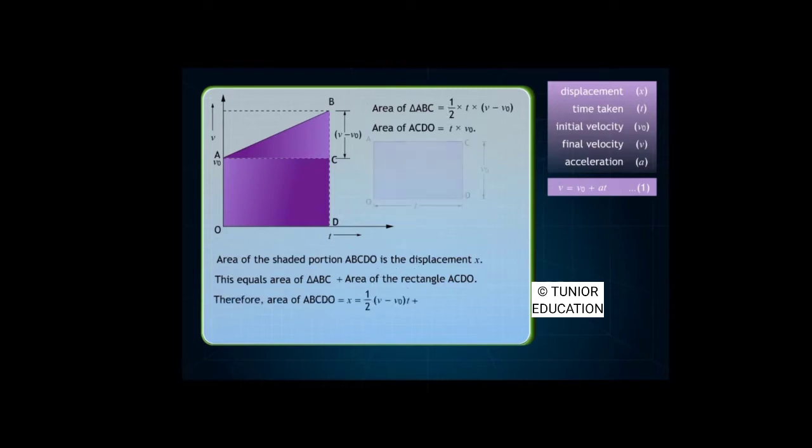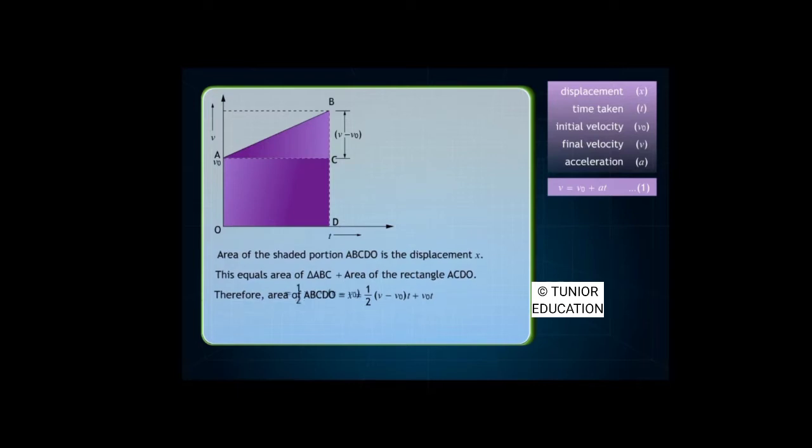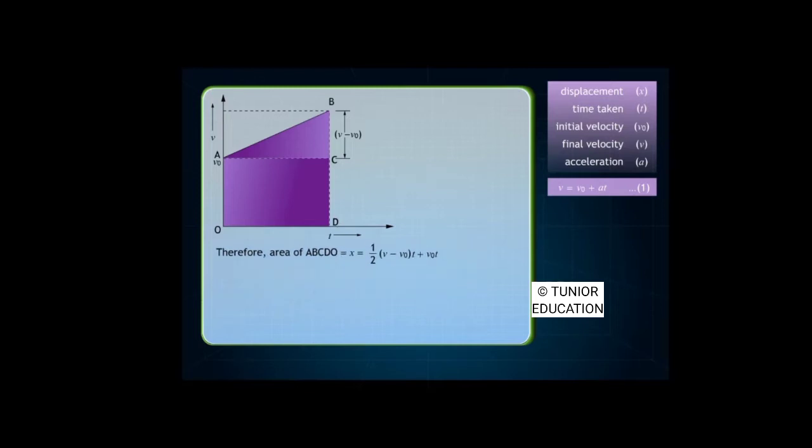Therefore, area of ABCDO equals x equals half of v minus v0 times t plus v0 times t. But v minus v0 equals a times t. Therefore, x equals half a t squared plus v0 times t, or x equals v0 times t plus half a t squared.